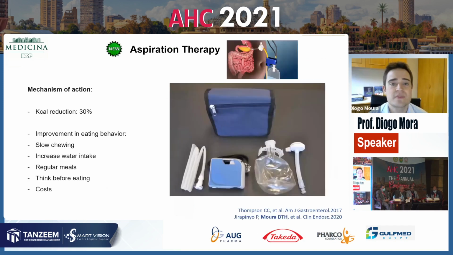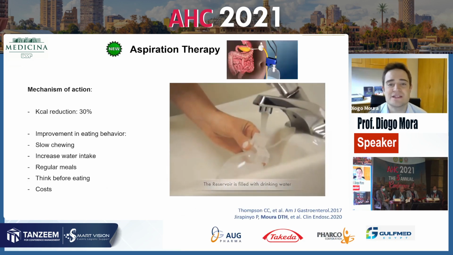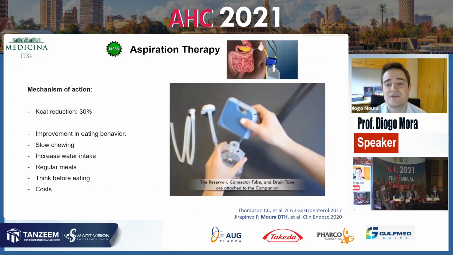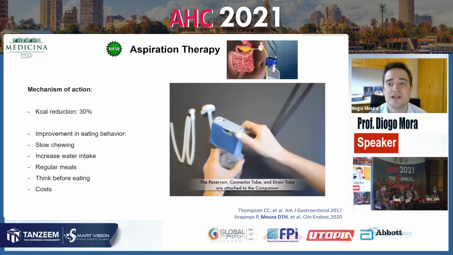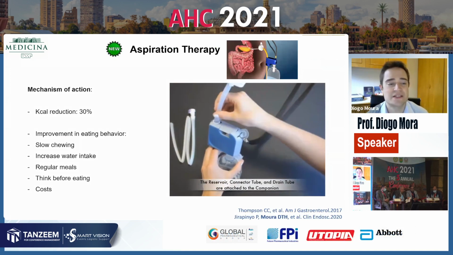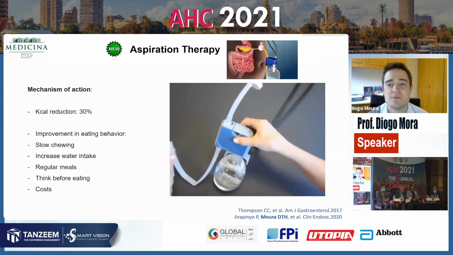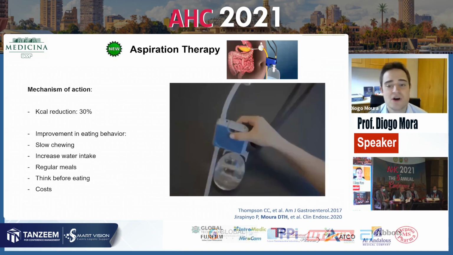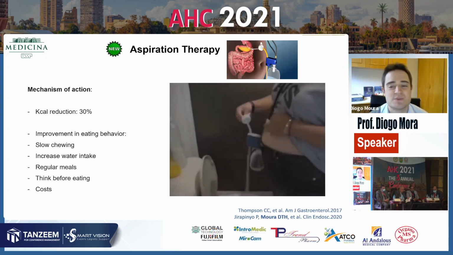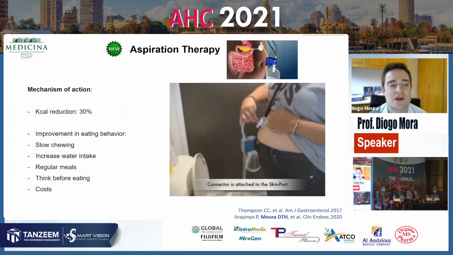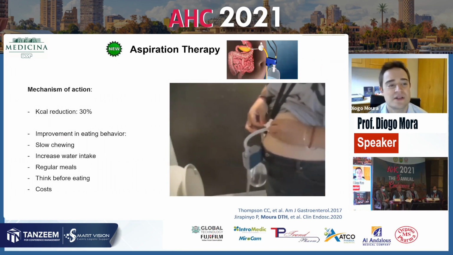Aspiration therapy is a device that some people have concerns about. You do a gastrostomy and place a large tube, and then after the meal, the patient can remove part of the food. But before you say this is bulimia and say you don't like it, try to understand the mechanism of action of the device.